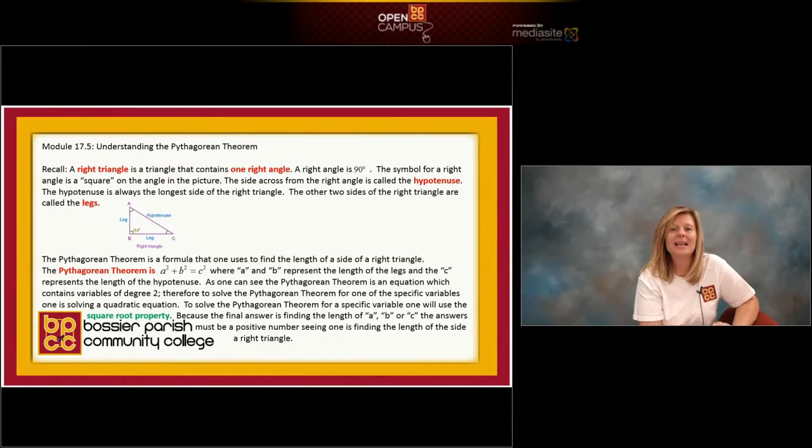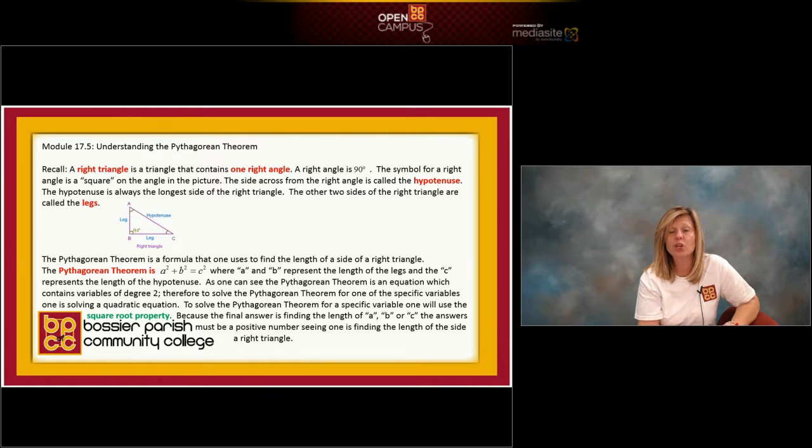Hey everybody, now that we understand how to use the square root property to solve quadratic equations, in this module we're going to apply that knowledge to solve some real life application problems. And these application problems are going to be about a shape. The shape we're going to talk about today is a right triangle.